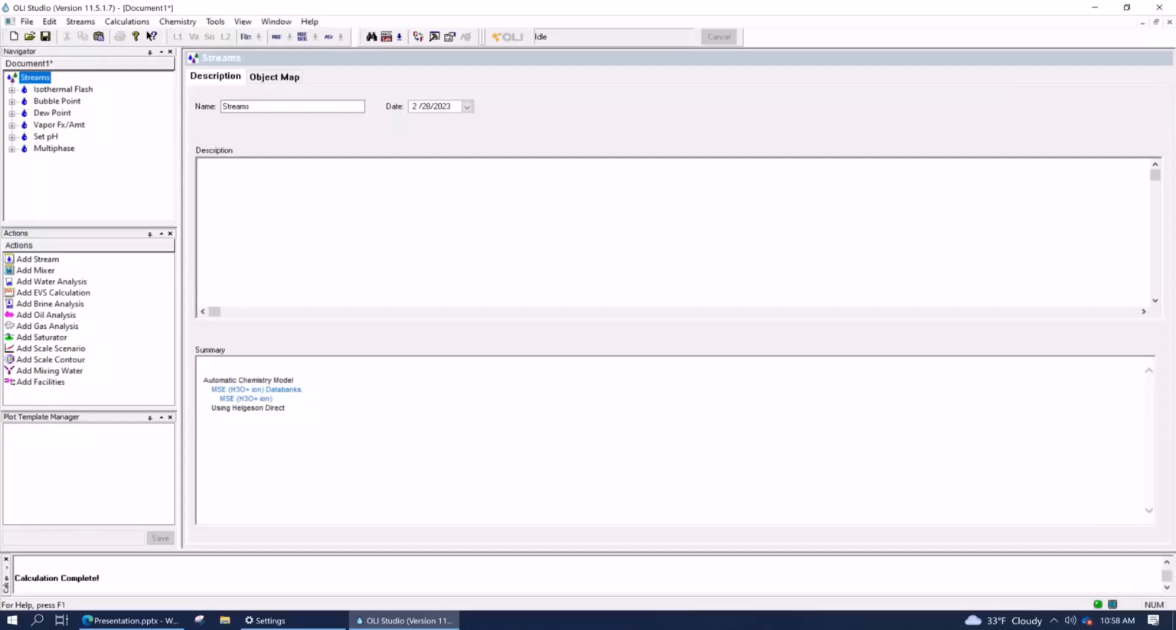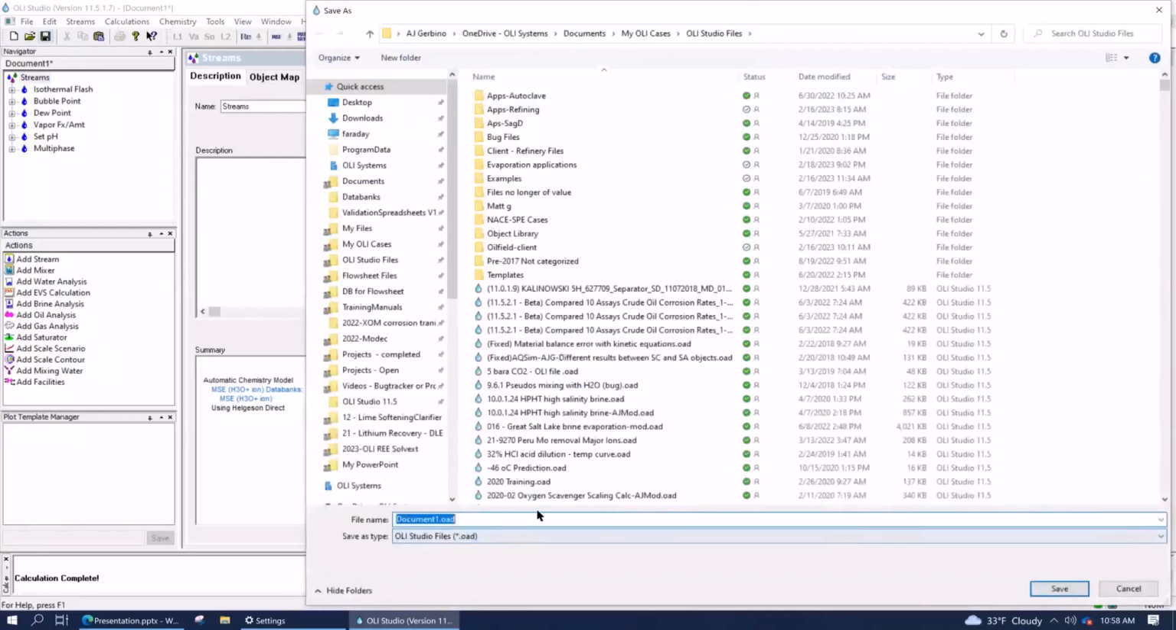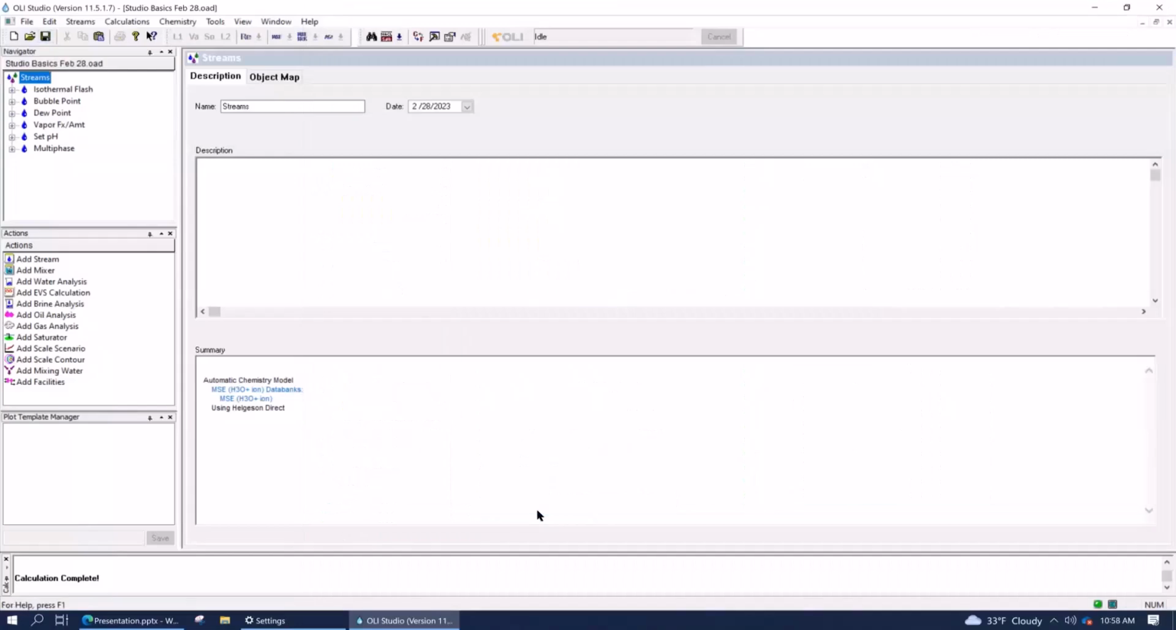Also, what I'll make sure I do, let me just save this file right now. This is Basic Studio. What's today's date? Feb 28? 28 Feb. Okay, so after the class is over, I'll email you this file so you can see what you missed, and then you can either review it or try it yourself.